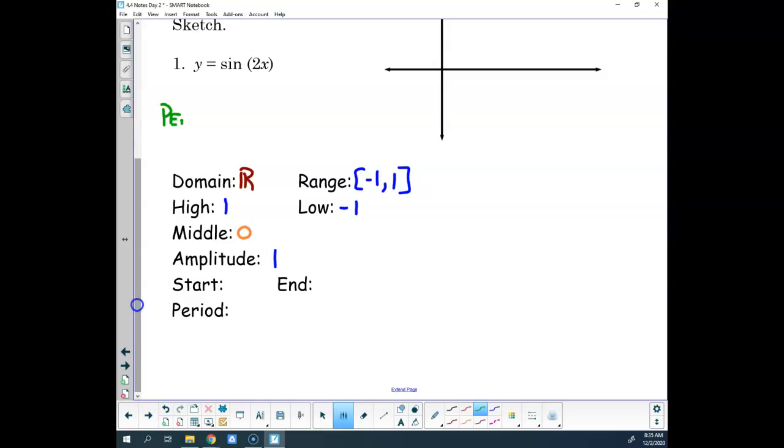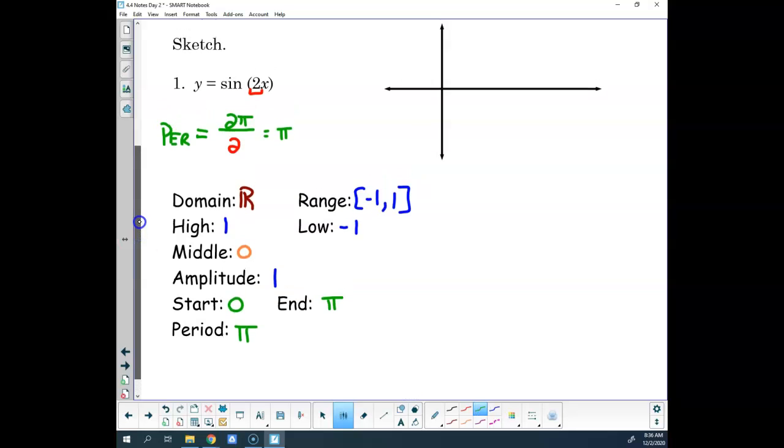The period is going to be equal to 2 pi divided by b. My b value is this number here, so it is 2. So my period is pi. So the period here is just pi. So if we start at 0, where are we going to end now? At pi, not at 2 pi. Now we're going to end at pi.